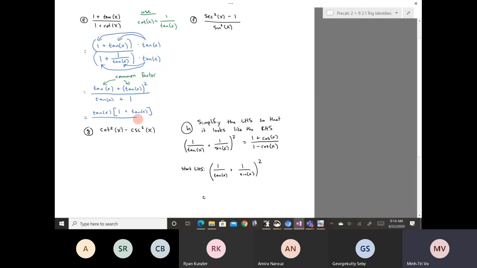And then, what is the denominator? Tangent plus 1. But 1 plus tangent and then tangent plus 1 are the same thing, right? Because when you're adding two things, it doesn't matter which order you add them in. So this is the same as this, right? So they just divide each other out. And what am I left over with? Just tangent.